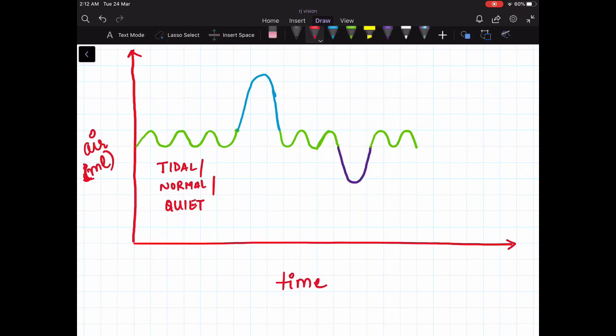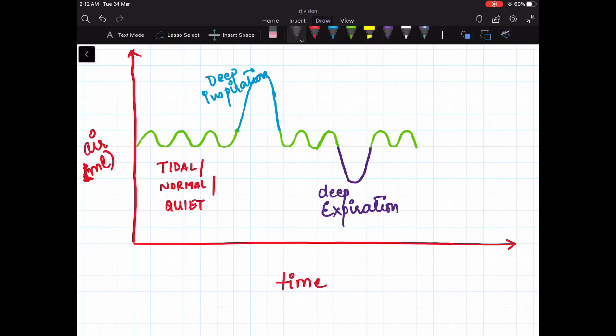Then the one that I've drawn in blue, what is that? That is deep inspiration. And what about the violet color? What is that? Very good. I hope you're answering on your end. Deep expiration. Right? So we have understood that there is something known as tidal, normal, or quiet breathing, something known as deep inspiration, and something known as deep expiration.